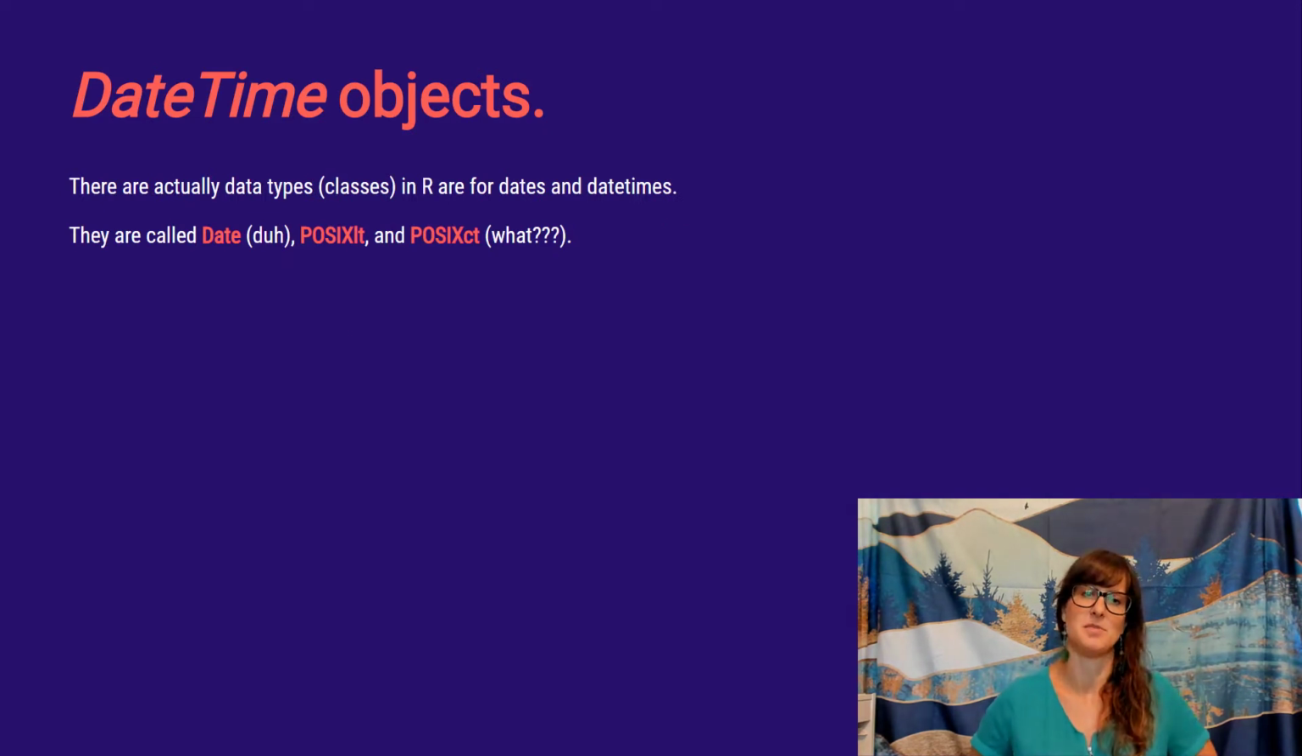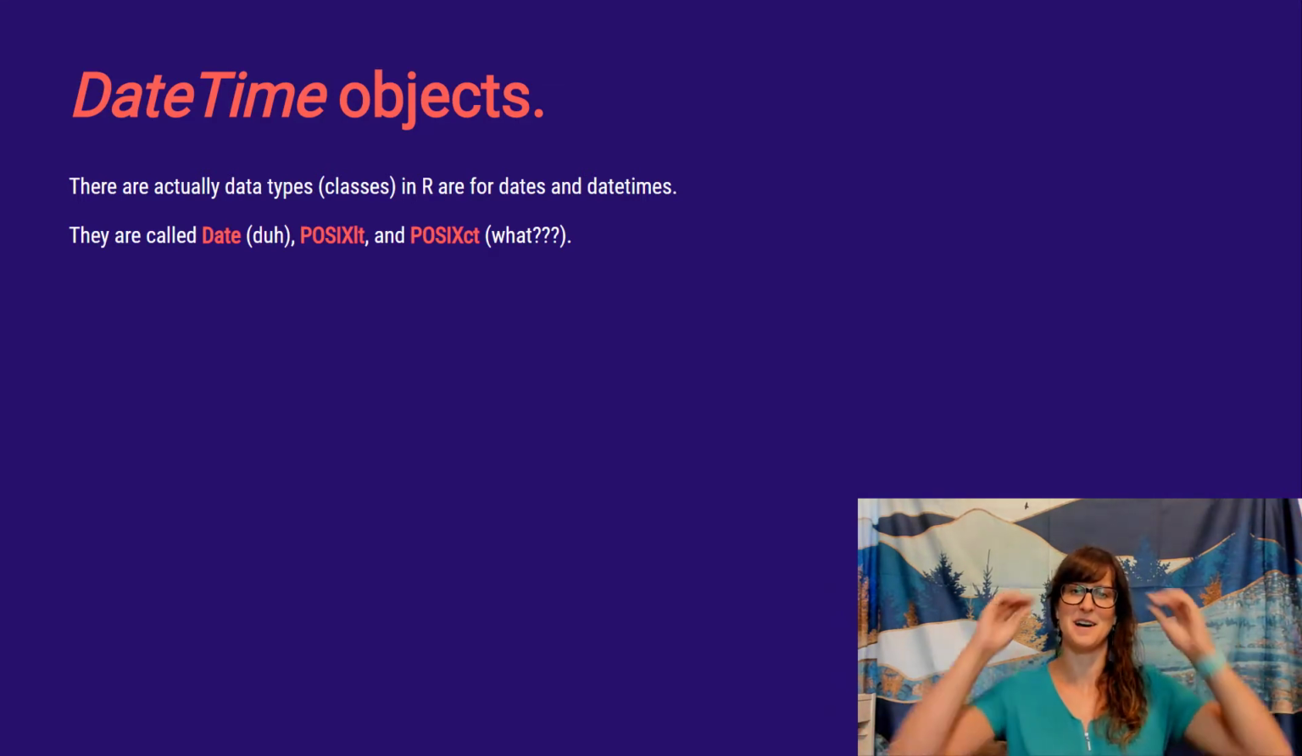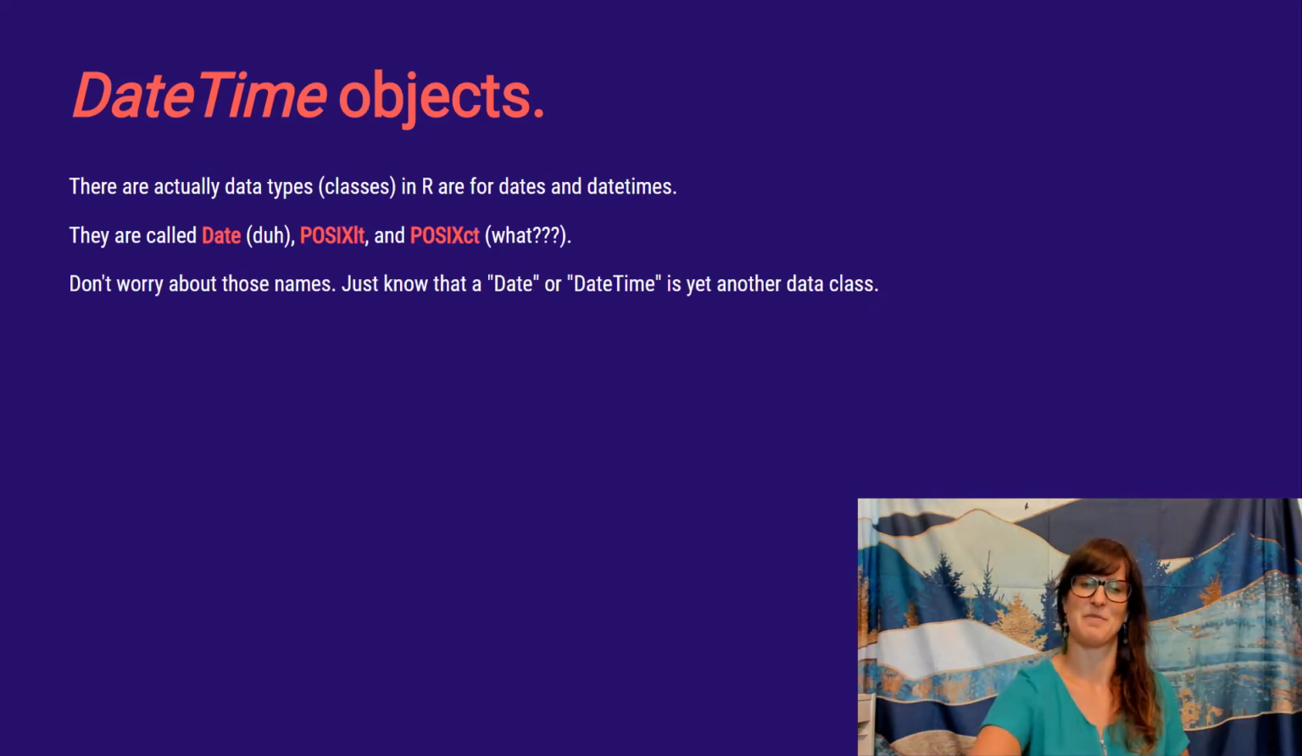Now with these DateTime objects, I use this word DateTime as a kind of a catch-all. It's actually true that there are 3 classes in R commonly used for dates and DateTimes. One of them is called date, and that feels like, duh, good name. The other 2 are POSIXlt and POSIXct. I don't know what those stand for. I think those names are not great because they're not very informative. I'm sure there's good historical reasons for them. Doesn't matter. For you, don't worry about it. Just know that if you see a date or a DateTime or a POSIX type object, that's just yet another object class. It's not an integer, it's not a string, it's not a double. It is a DateTime object.